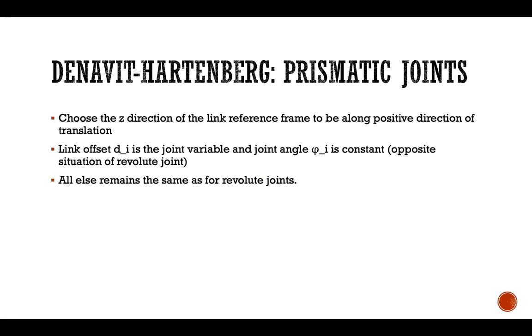Until this point, we have talked only about rotational joints, but there are also prismatic joints. Defining a prismatic joint is almost the same as for revolute joints. In this case, we choose the z direction to be along the positive direction of the translation. Then the link offset d_i is the joint variable and the joint angle theta is constant, which is opposite, if you think about it, to the situation of the revolute joint. All the other steps remain the same as for revolute joints.